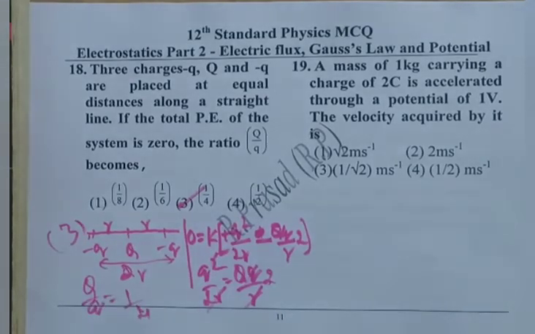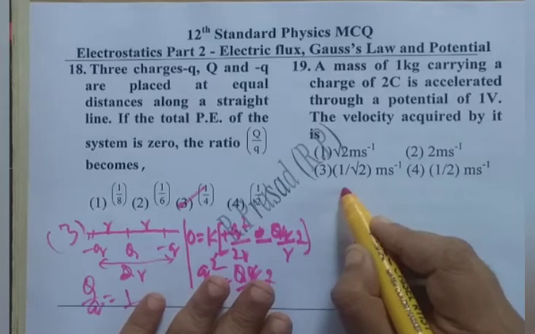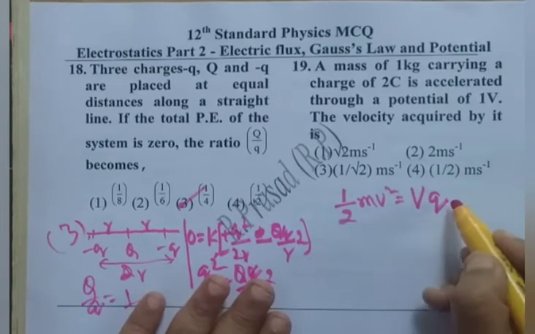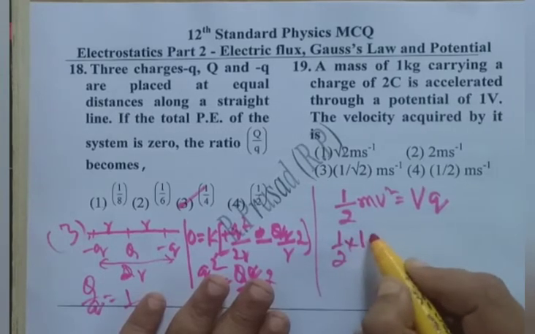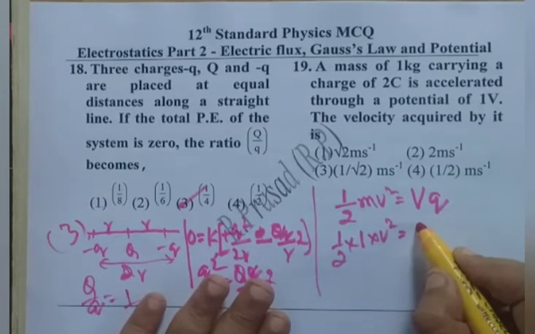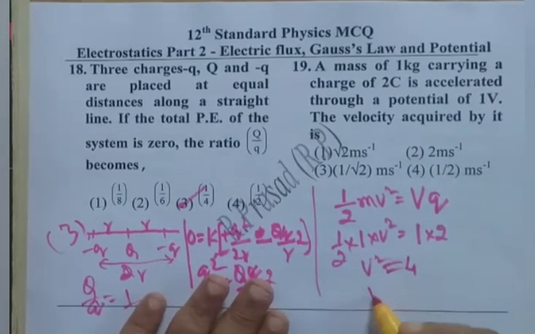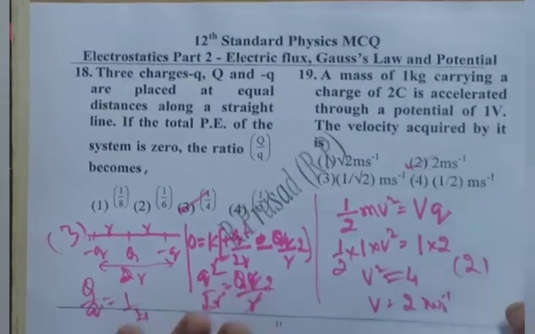We read 19th question. A mass of 1 kg carrying a charge 2 coulomb is accelerated through a potential of 1 volt. The velocity acquired by it is, say we know kinetic energy, half mv square, is equal to work done, V into Q. V is potential and Q is charge. Half into mass 1 kg v square, potential 1 volt into charge 2 coulomb. Therefore, v square equals 4, v equals 2 meter per second. Option 2 is right.